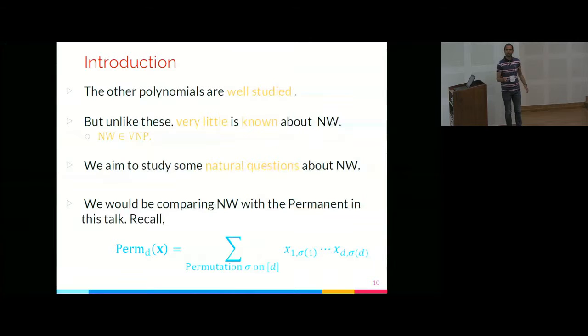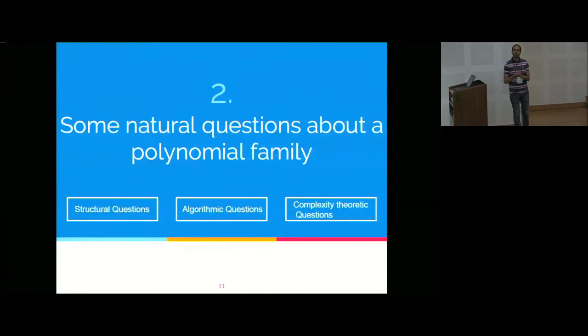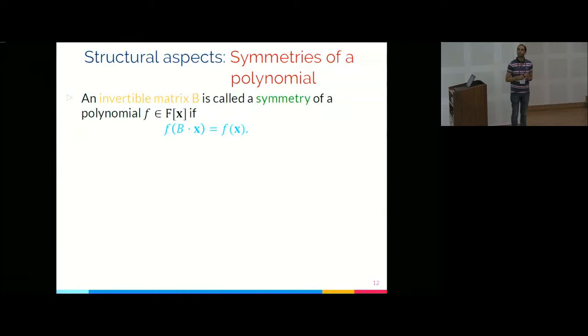Let me go to the second part, which is some natural questions about a polynomial family. I have clubbed these questions into three categories: structural questions, algorithmic questions, and complexity-theoretic questions, and we'll see what these are. Let's get started with the structural aspects of polynomials. Before raising the questions, let me define a few things, and then I'll raise the question and give the comparison between the permanent and the design polynomial.